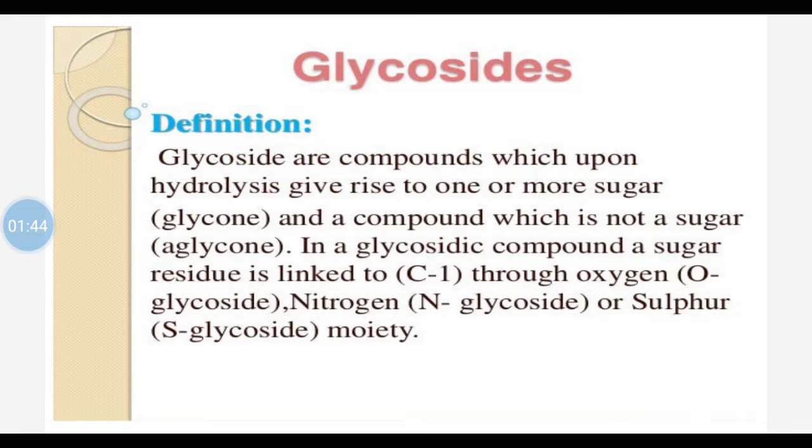Now in a glycosidic compound, a sugar residue is linked to C1 through oxygen, that is O glycosides, then nitrogen, that is N glycoside, or sulfur moiety, that is S glycoside. So we will see later on the classification of glycosides also, which is based on glycosidic linkage. But first, in a few slides, we will try to understand about the glycosides.